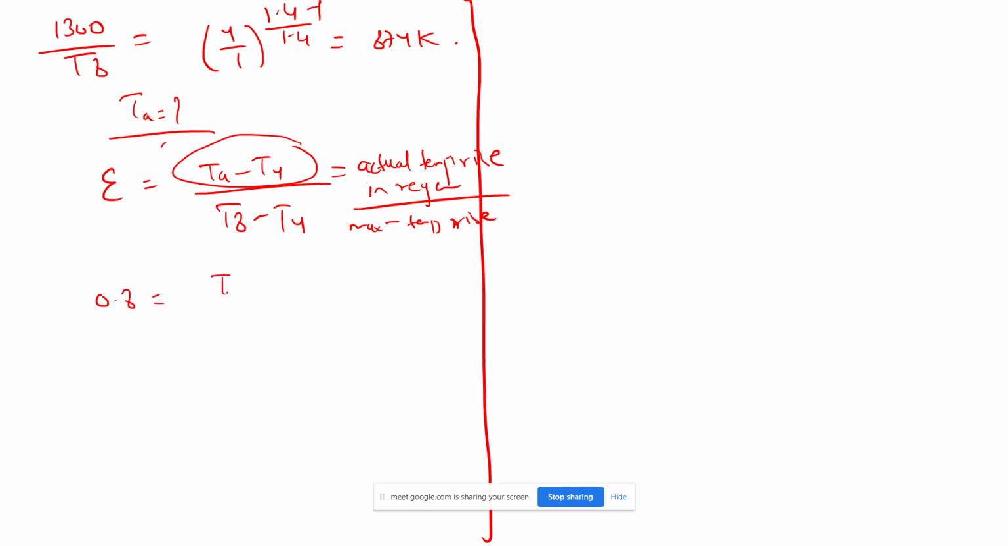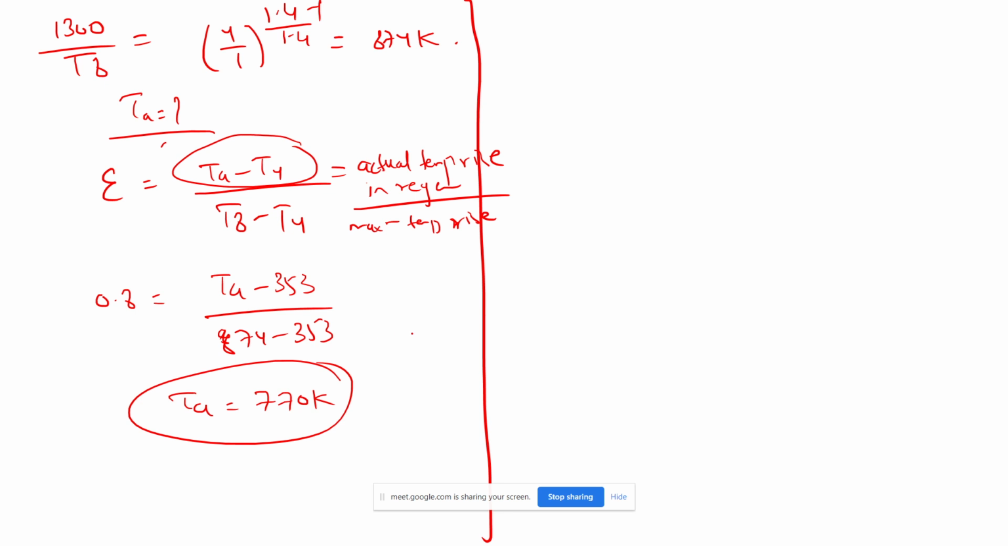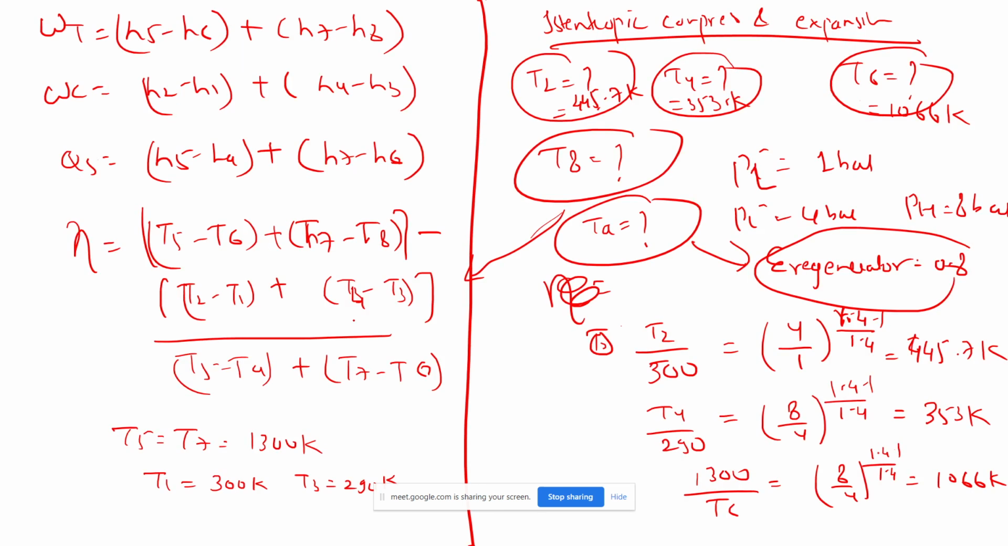Okay, so Ta we have to calculate. T4 we have got 353 Kelvin, and it is 874 minus 353. So what Ta will we get here? 770 Kelvin. Put all the above values in the efficiency equation and give me the answer. What will be the efficiency?